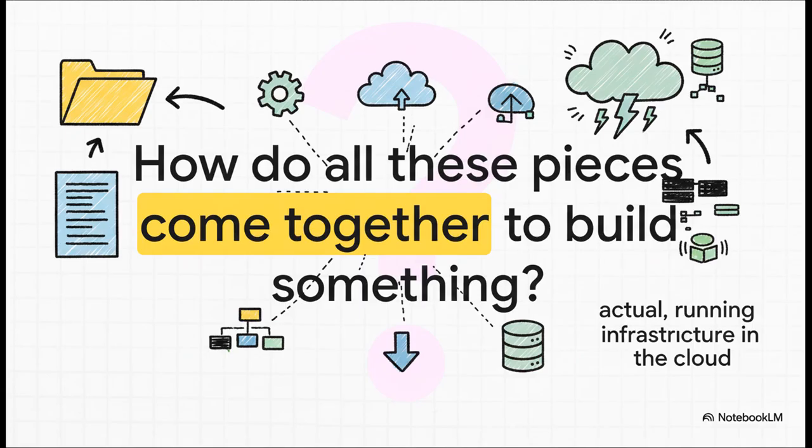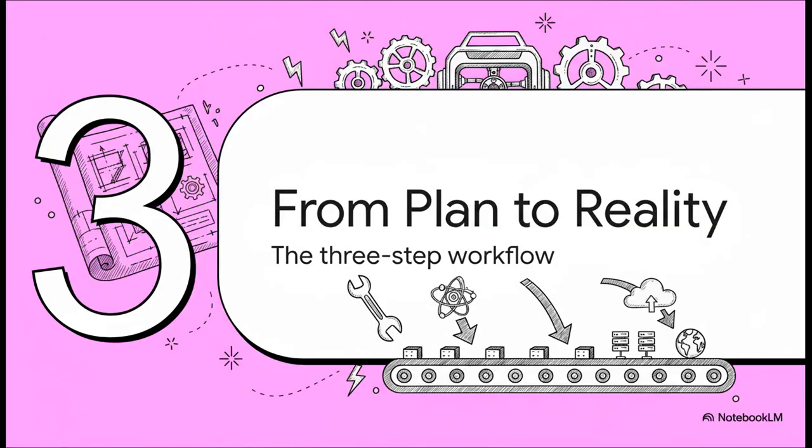Okay, so we've got our 5 pieces of the puzzle: the provider, resources, variables, state, and outputs. But right now, that's all just a text file sitting on our computer. How do we go from that static blueprint to actual running servers and databases in the cloud? How do we bring this whole thing to life? Well, it all happens through this incredibly simple and really beautiful 3-step workflow.